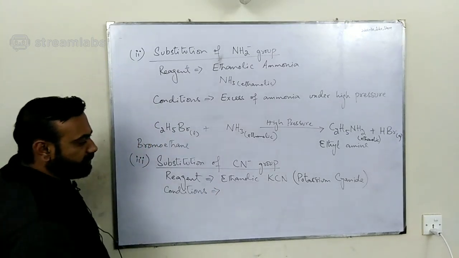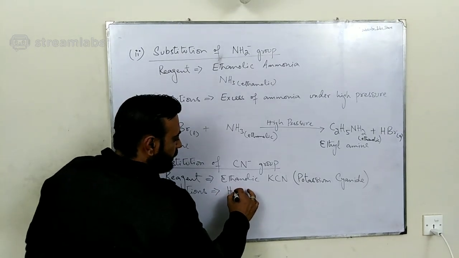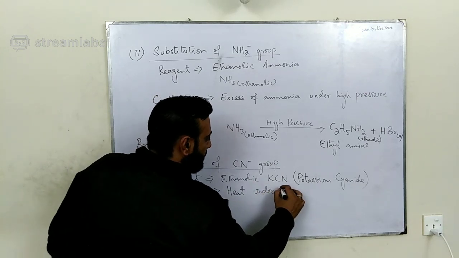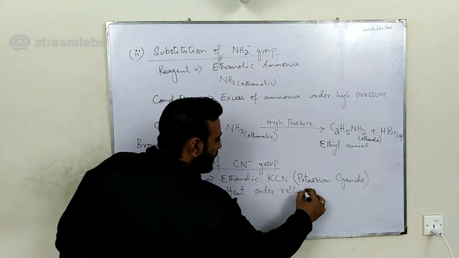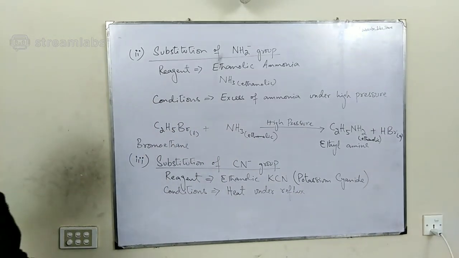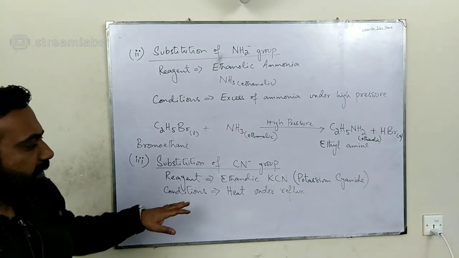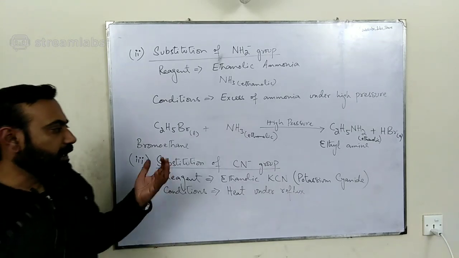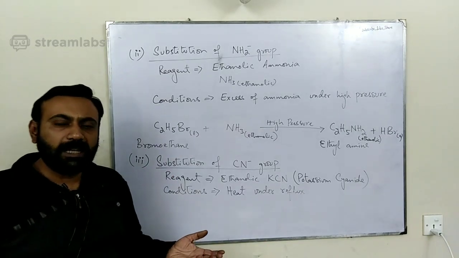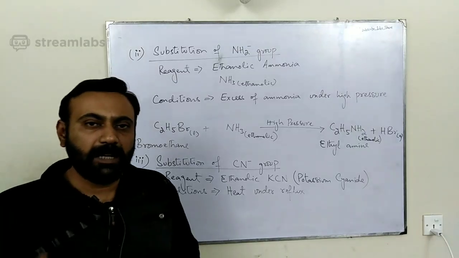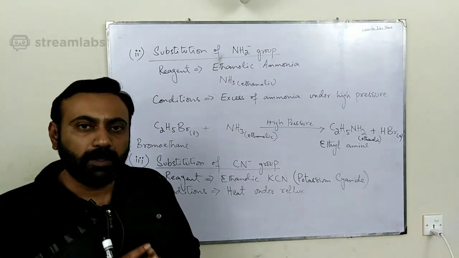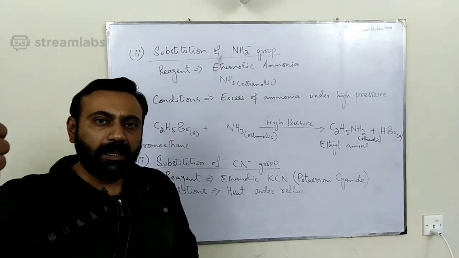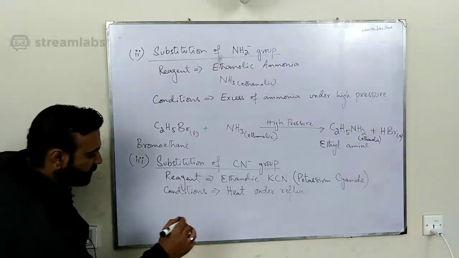And the conditions are heat under reflux. Again, we have to provide heat under reflux. Why is that? Because heating is required for this reaction to proceed, but again, due to the highly volatile nature of halogenoalkanes, they start escaping from the reaction chamber. We do not want them to escape, we want them to remain in the reaction mixture. So we place the reaction mixture under reflux.